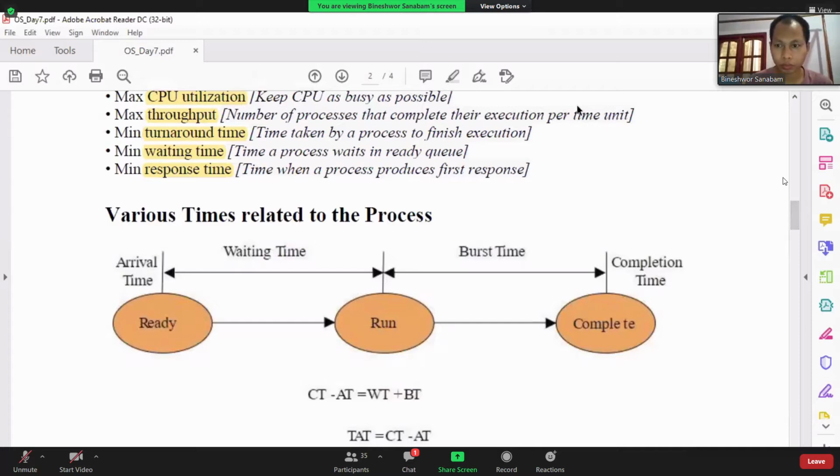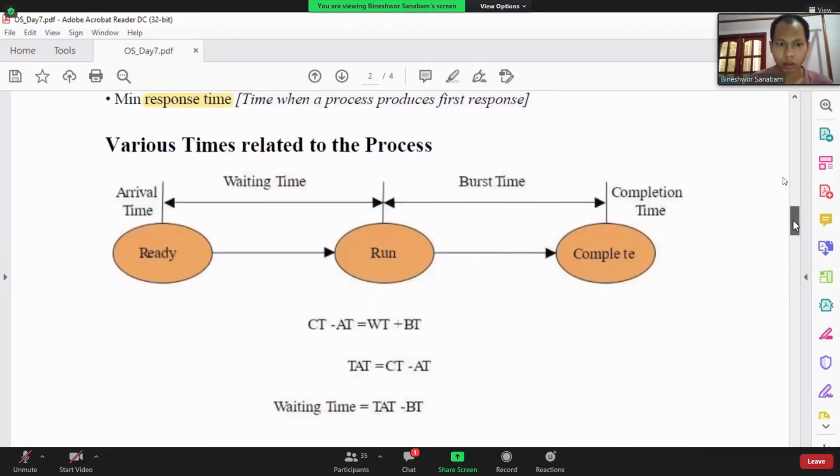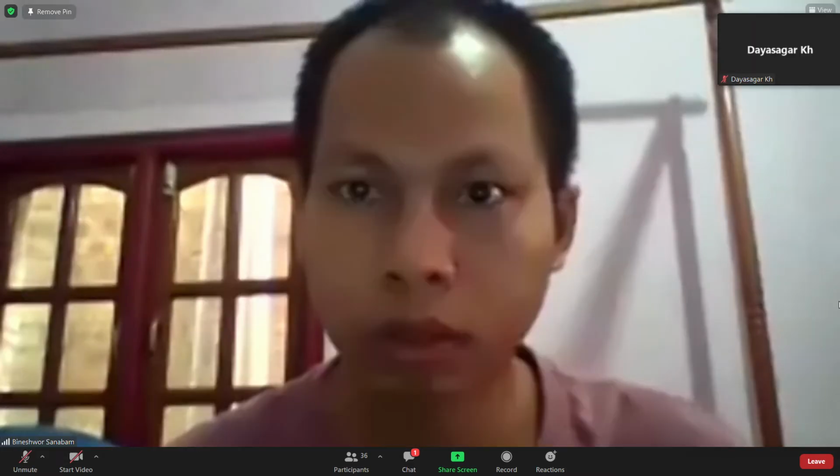Okay, so if you see the process, first it has to come to the ready state. We call it arrival time. Then it may have some waiting time. If there is no waiting time, it will be zero. Once a process comes and gets execution, in that case your waiting time is zero. In other cases it may be waiting for some other process.